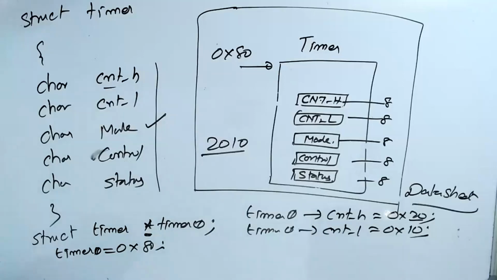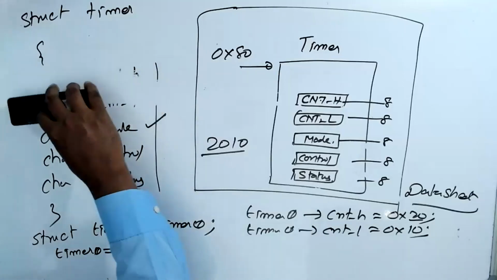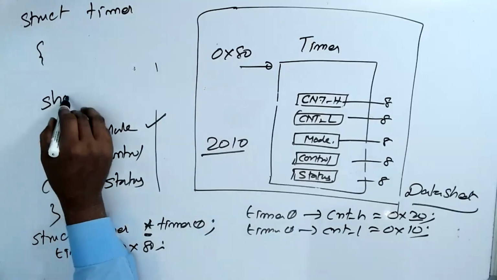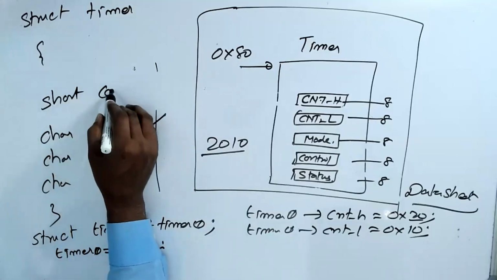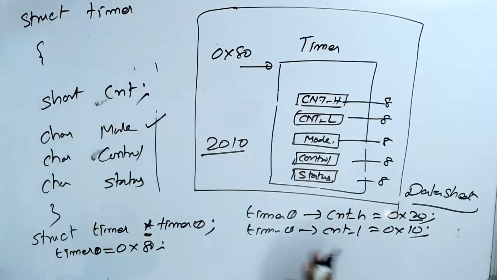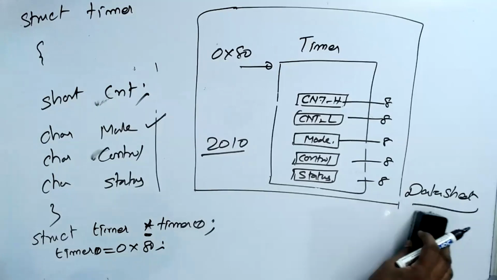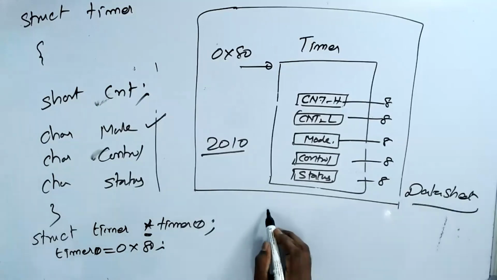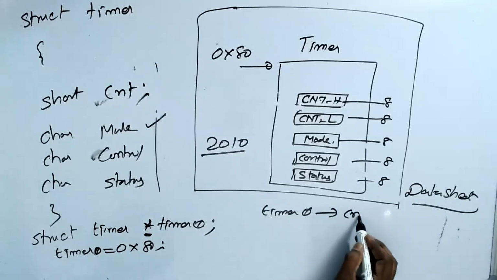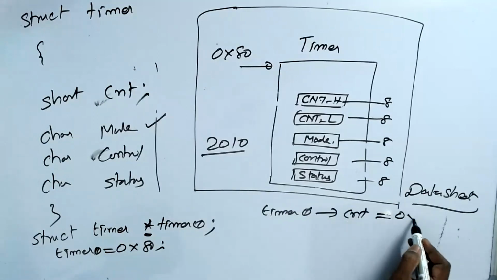But we can make this like this. I can make this a short count. I can write here now easily timer 0 equal to 0x2010.